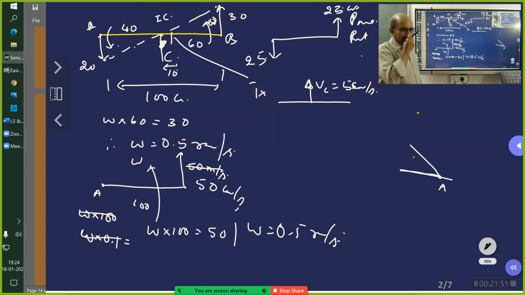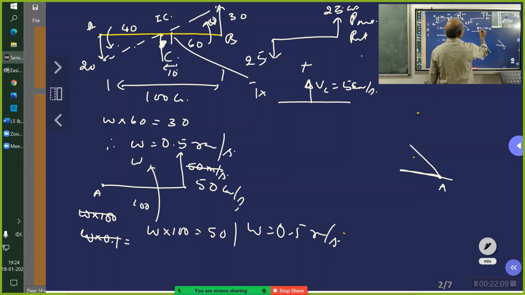Same thing. Why reverse? When you are told this is 30 and this is 20, why are you telling reverse? Sir, when you apply again that relative velocity concept, the top one will become 20 and the bottom one will become 30. What does this mean? If you add this to this, you are going to add VC here, you are going to add VC here.